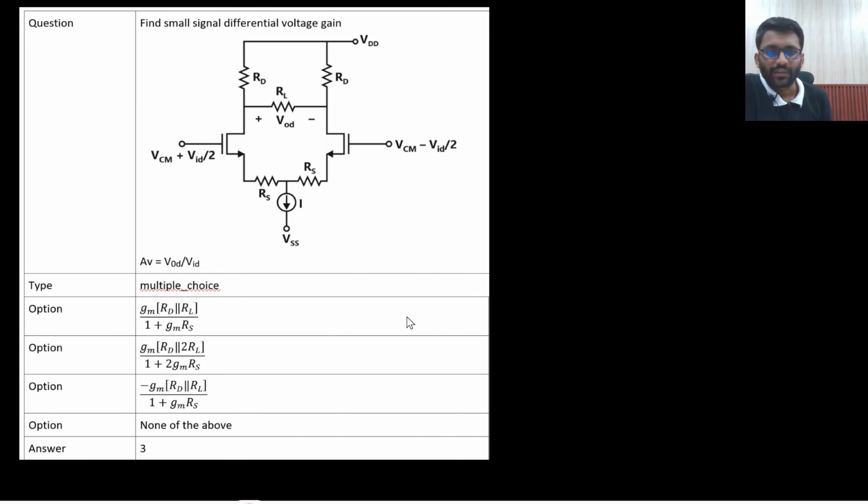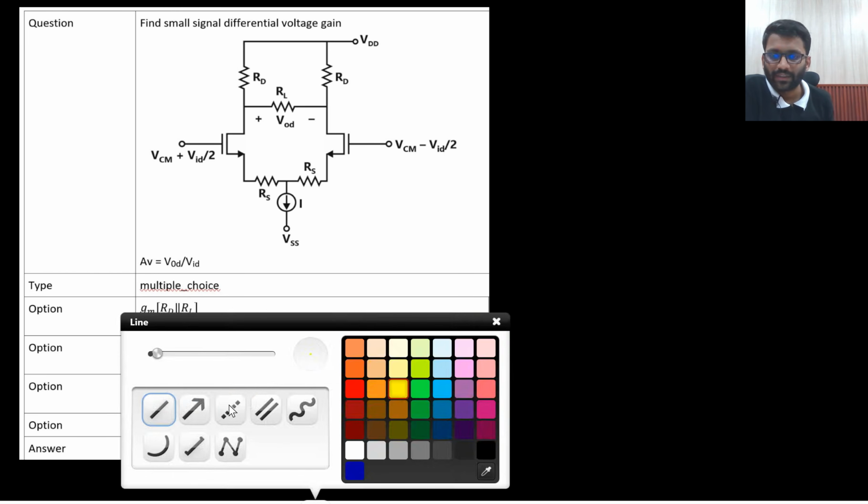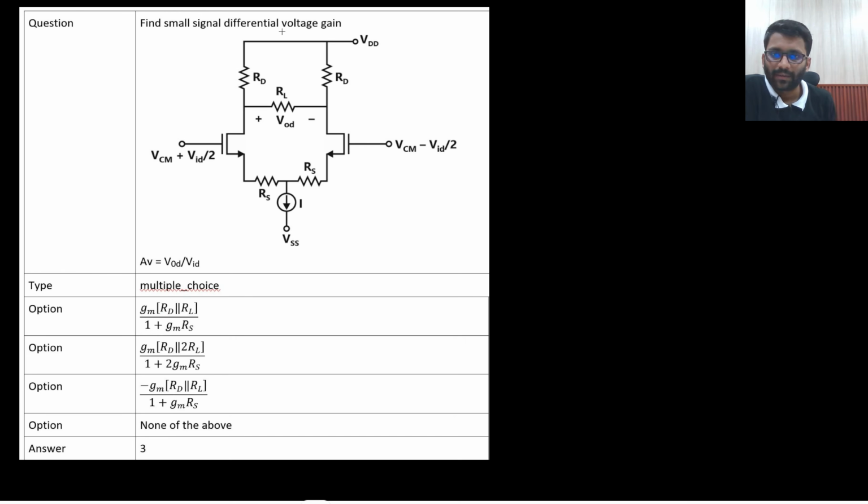Okay. So in this problem, you have to find the small signal differential voltage gain. So how can you do it? I can apply the concept of half circuit. So what will this be replaced with? Basically, I will apply the concept of half circuit here.